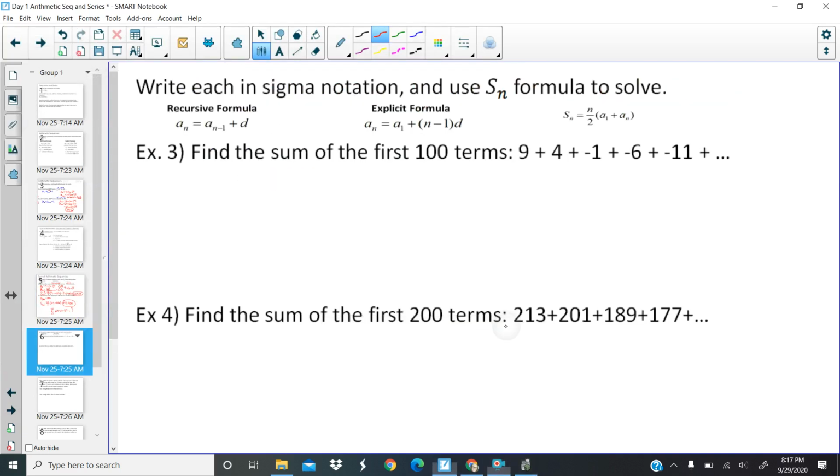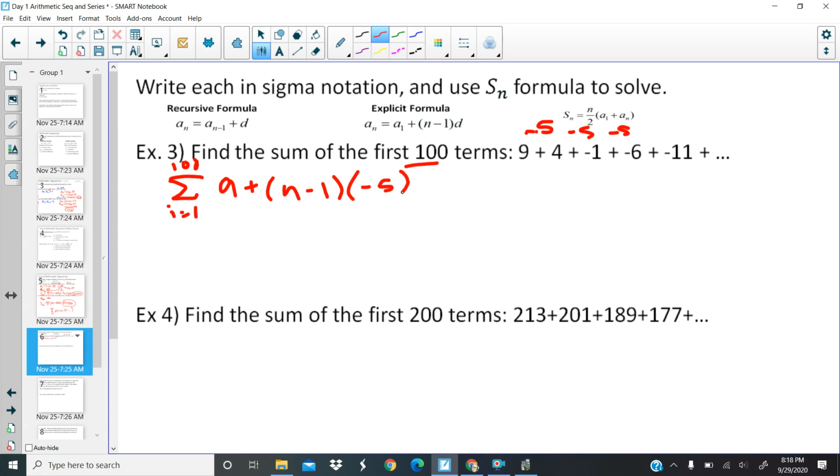So I just wanted to do one more example on this from start to finish without already having any of the information given. And so we need to write each of these in sigma notation and then use the S sub n formula to solve. So starting with sigma notation, we need the first term, so like i equals 1 to the 100th term. And then we have to write the explicit formula. So the explicit formula is going to be 9 plus n minus 1, and then times the common difference. To get from 9 to 4, we're actually subtracting 5. To get from 4 to negative 1, we're subtracting 5, and so on for the rest of these as well. So my common difference in this case is going to be negative 5.